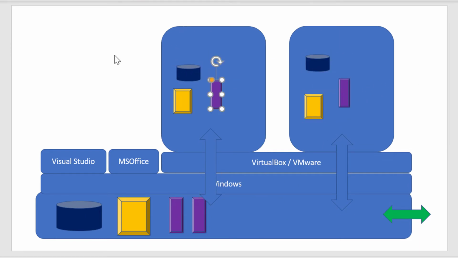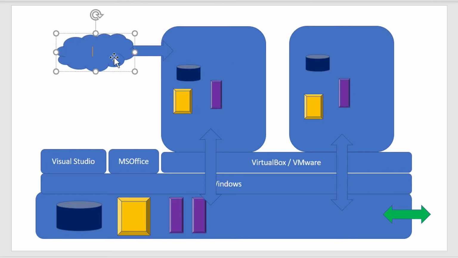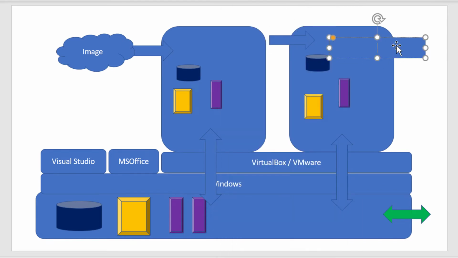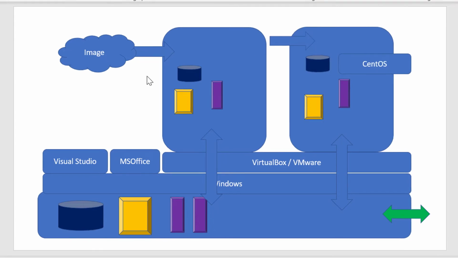On top of it, I can import any ready-made image available, with all the predefined configurations. Or I can install a new operating system on top of it. Simple example, I can install a CentOS operating system or Ubuntu, and on top of it I can run whatever configuration or software I want to run.